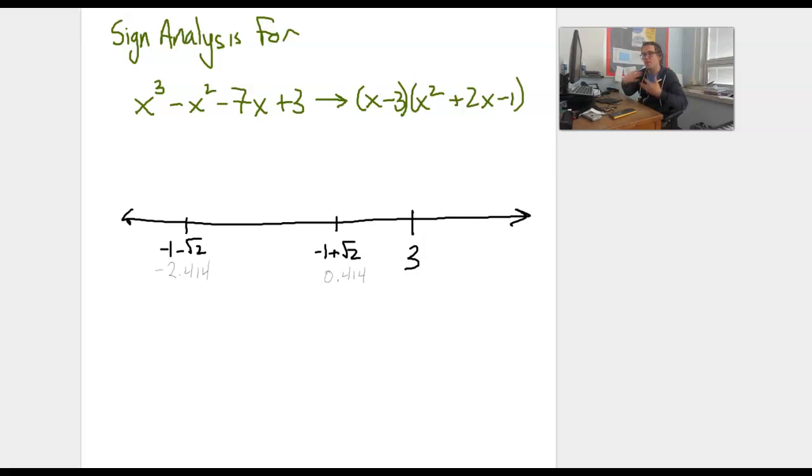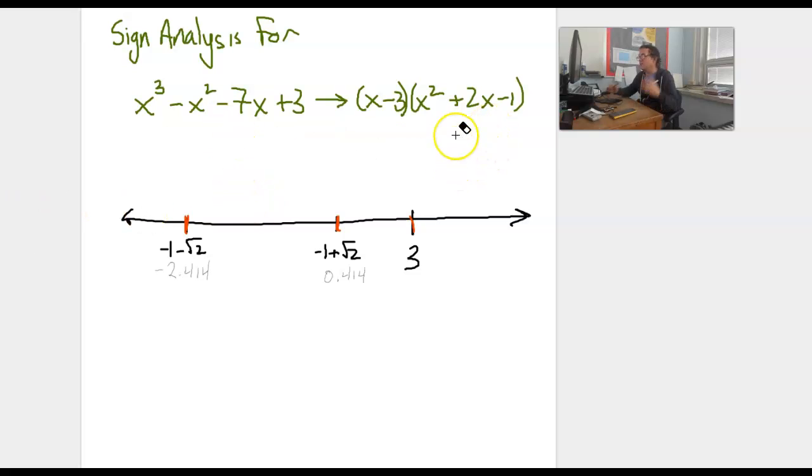So I'm going to do a little bit more of a thorough explanation of the sign analysis for this function. I'm not in this video going to explain how I know that this function does in fact factor to this function, nor will I explain where these zeros came from. If you have questions about that, come in and see me. But once we have these zeros marked on the number line, we're just going to go through and use this factored form to figure out where it's positive and where it's negative.